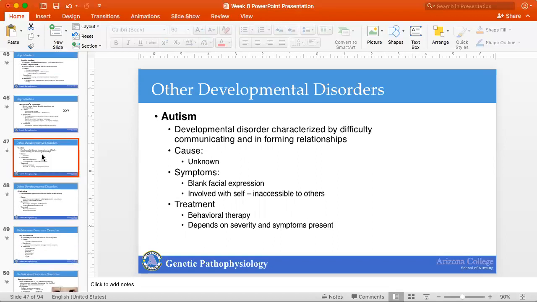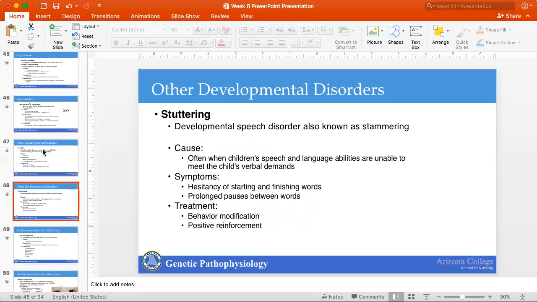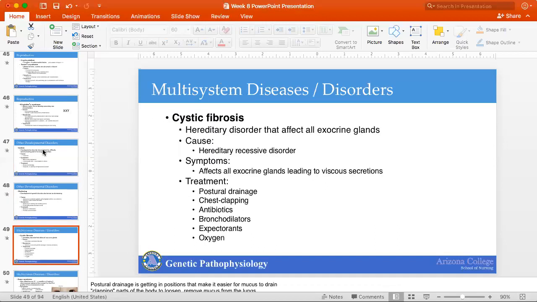As we're learning more and more, autism is such a huge spectrum of a developmental disorder that it presents so differently from each person who has autism. Stuttering is a developmental speech disorder, also known as stammering. Often when children's speech and language abilities are unable to meet the child's verbal demands. Symptoms, there'd be hesitancy of starting and finishing words and prolonged pauses between words. And the treatment will be behavior modification and positive reinforcement.